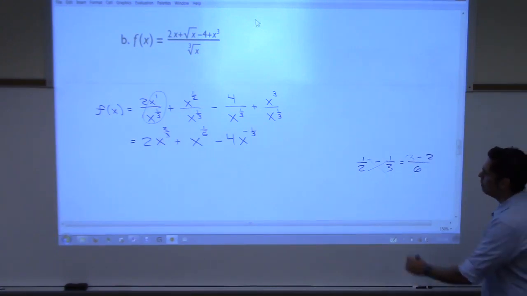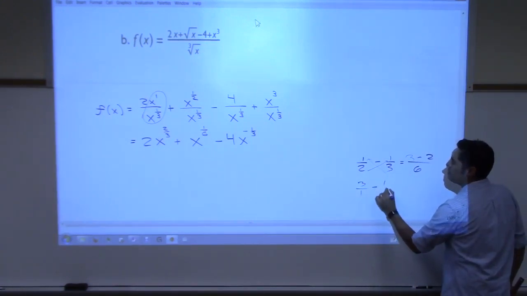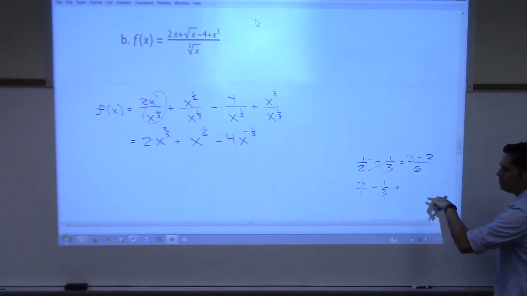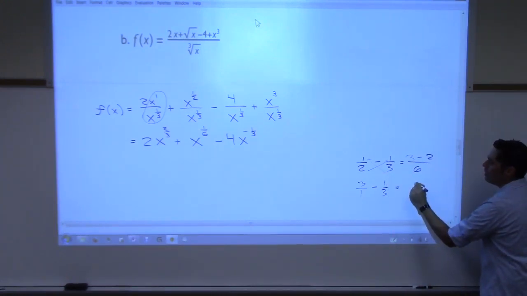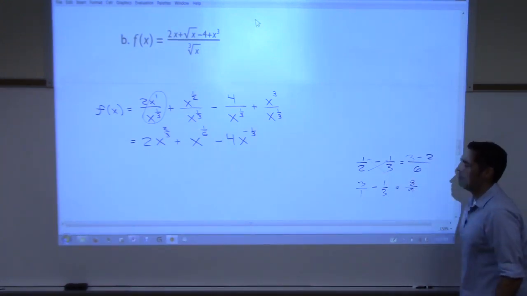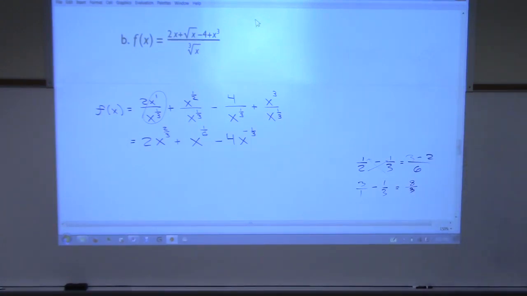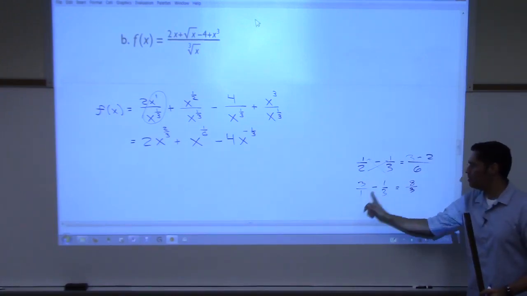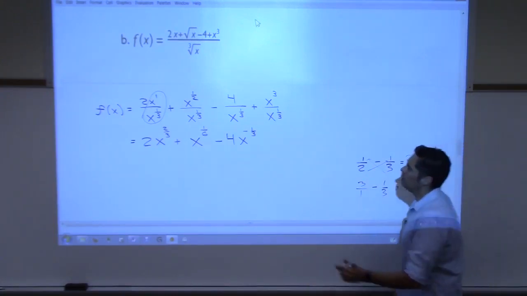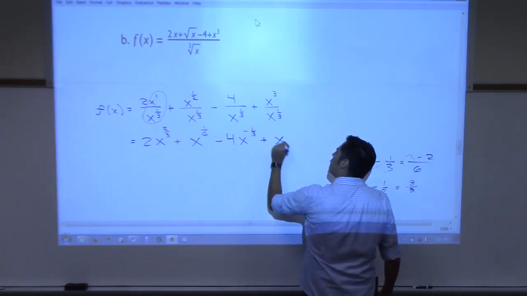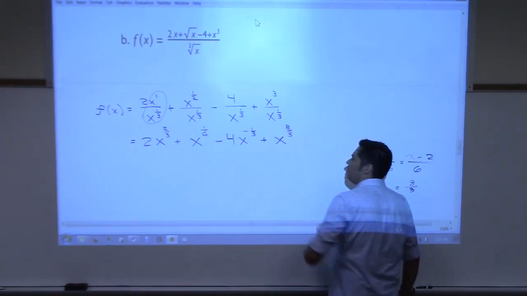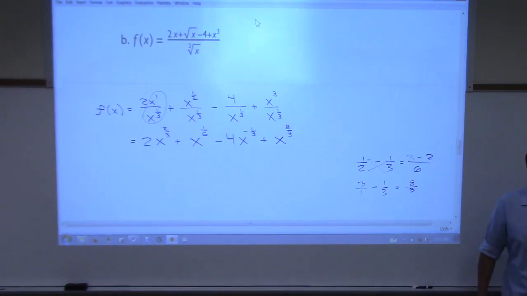And then the last one, 3 minus a third is, what is it? 8/3. Yes? So 9 minus 1 over 3. Plus x to the 8/3. All right. So would you agree with me that up to this point we have done no calculus? This is all algebra? Okay.